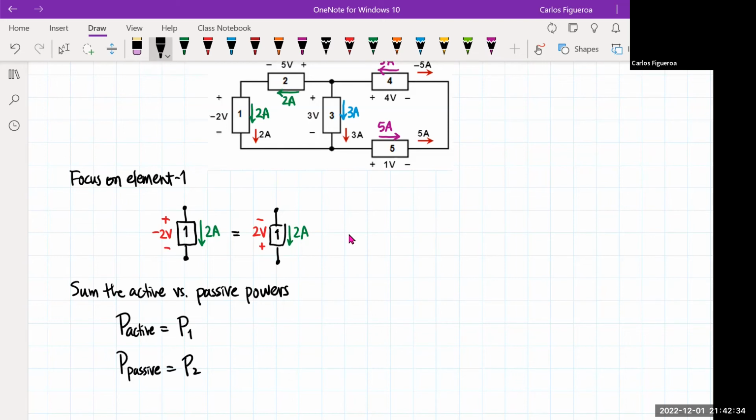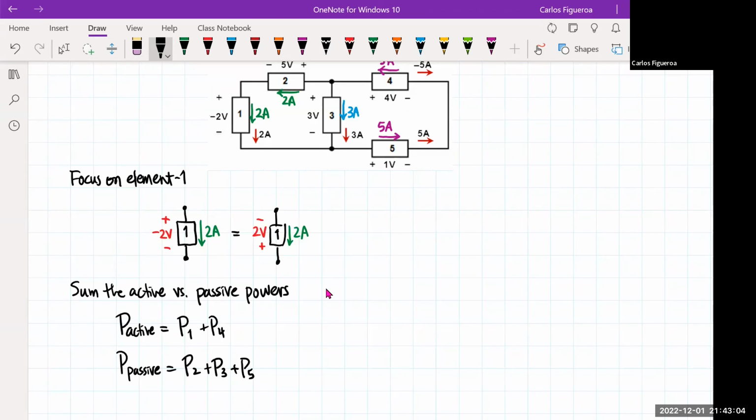Look at element 3. That current enters the positive terminal, so that one is passive. If I go to 4, you can see that the current is entering the negative terminal. So therefore, element 4 is active. And then for element 5, it enters the positive terminal, so therefore it is passive.